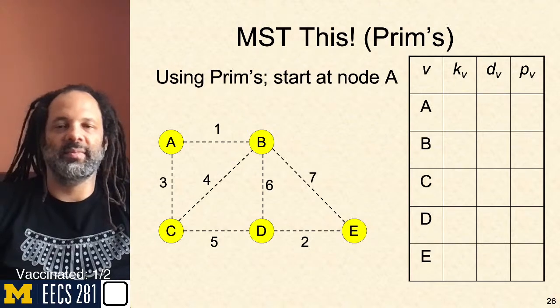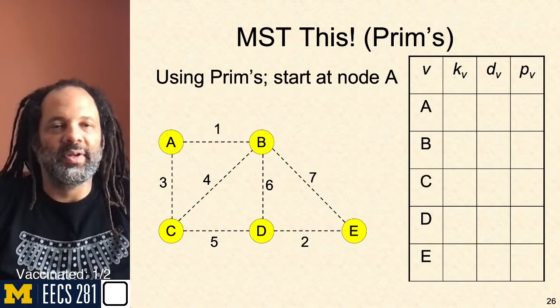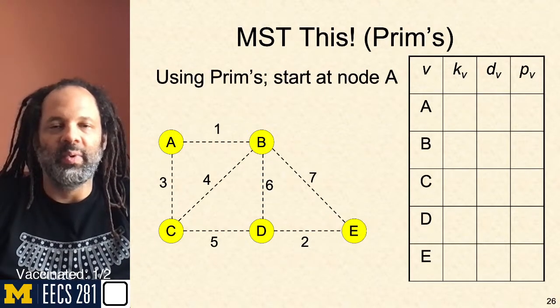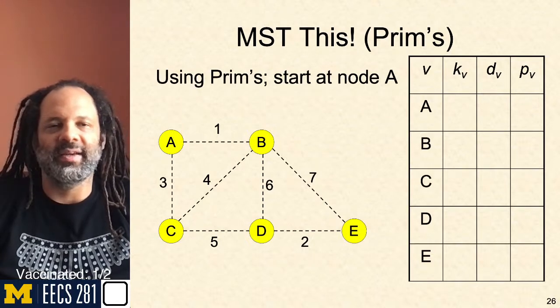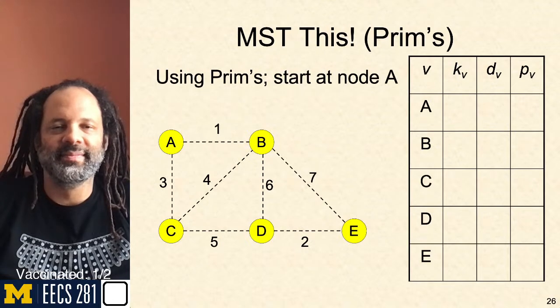Use Prim's. They give you about 30 seconds to get this done. I know we would love more time. It's hard to really gauge this without seeing faces in a lecture hall, but give it a shot.